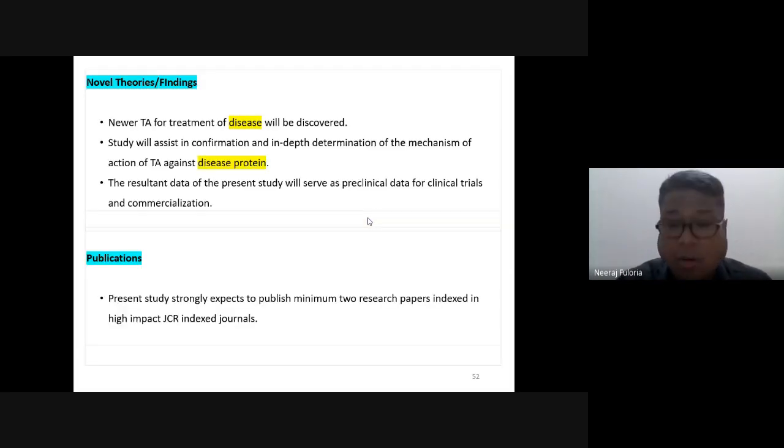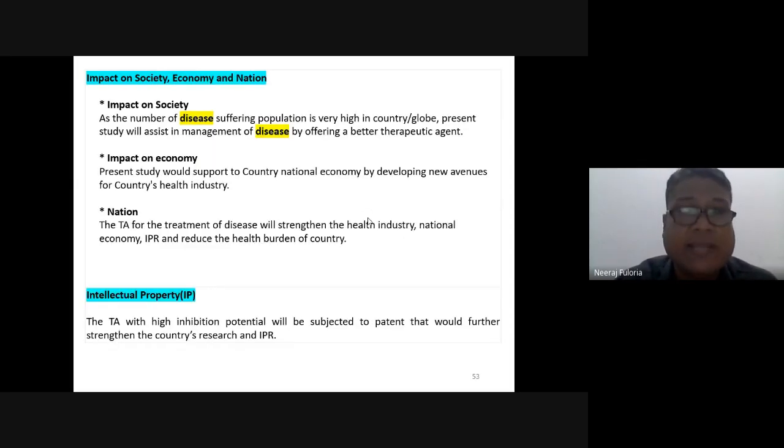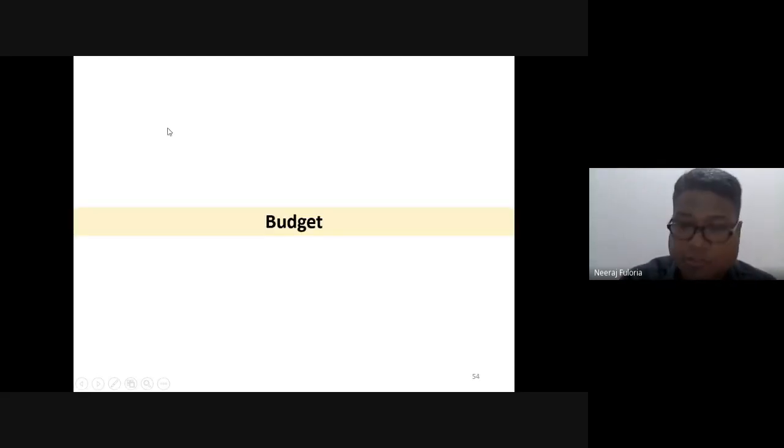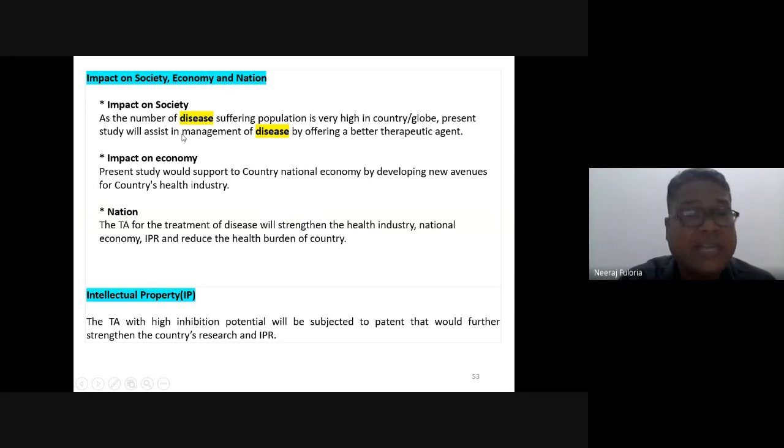Second, the outcome can be in the form of publications also. So minimum 2 papers or 3 papers you will be giving, correct? Or a patent you will be filing, correct? Or intellectual property right. Then impact on society, what we discussed earlier, society, economy, nation. As we went through earlier in the abstract, the same way you write. Like in society, the population is really suffering with corona, with cancer. So you will be able to give them a better quality of life by managing this disease with this agent.